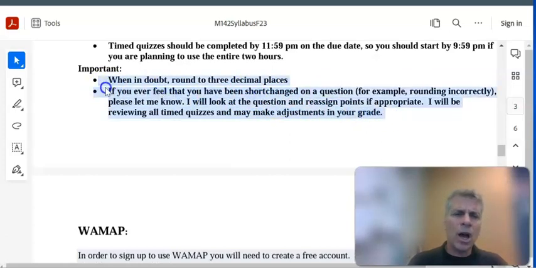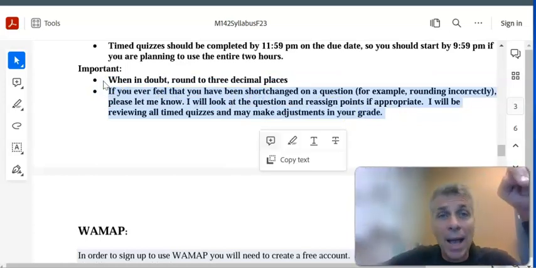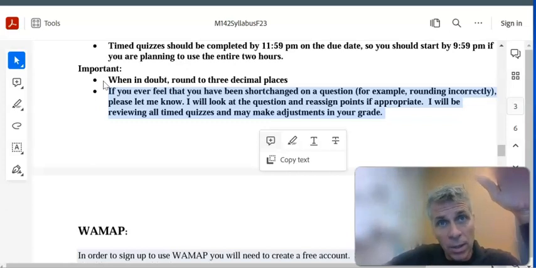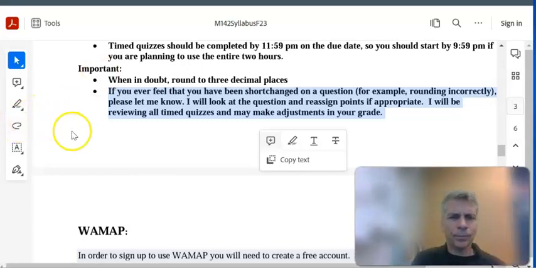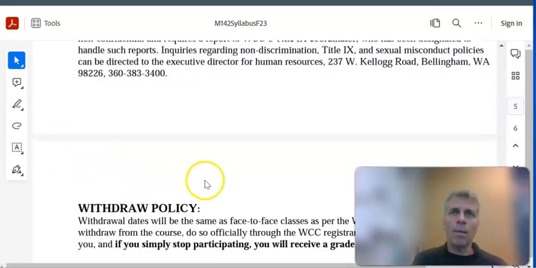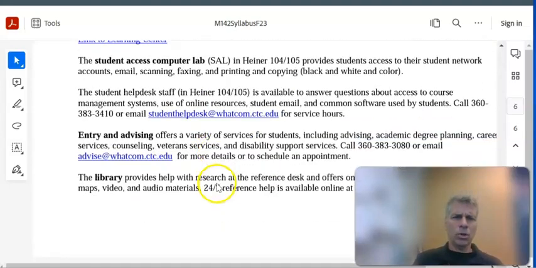I will work with you. There's an auto grader. I don't trust the auto grader. It's not perfect. So I will always go back, recheck the quizzes, and make sure you get the points that you deserve. And if you have a question about something, just message me and we'll figure it out. Sign up for WAMAP, all that. I don't think there's much else on here I need to talk about.